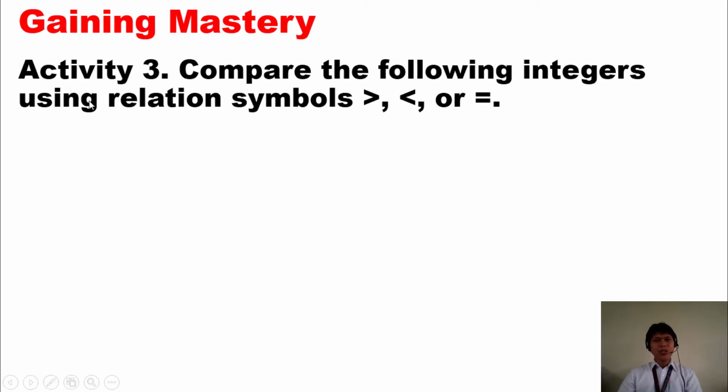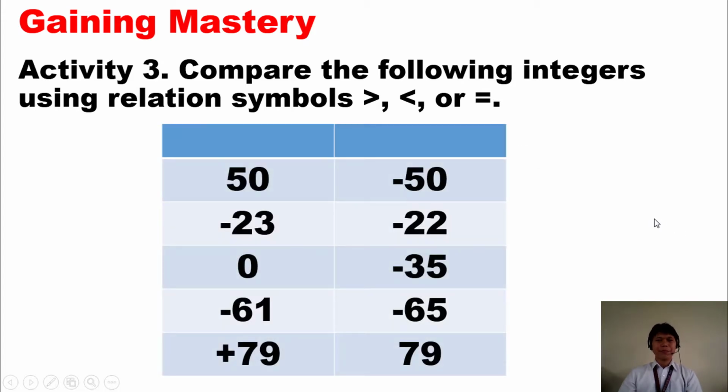Compare the following integers using the relation symbols greater than, less than, or equal. Start. Okay, so time is up. We have number 1, 50 and negative 50. Of course, 50 is greater. Next, negative 23 and negative 22. Negative 22 is greater because it is to the right side of the number line. 0 and negative 35. 0 is always greater than a negative integer. We have negative 61 and negative 65. Negative 61 is greater. And positive 79 and 79, they are just equal.